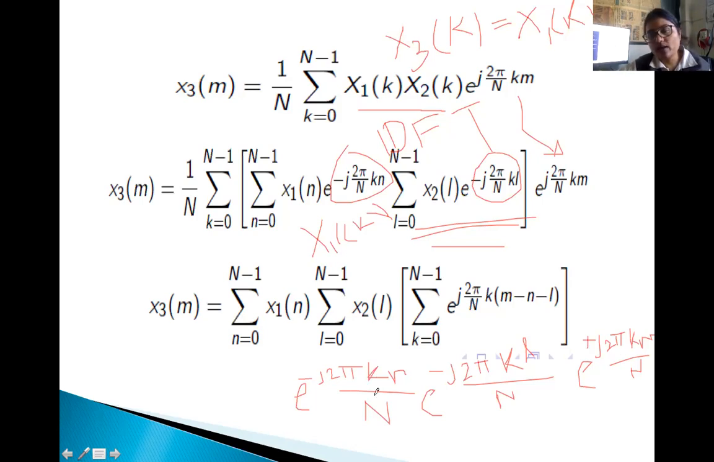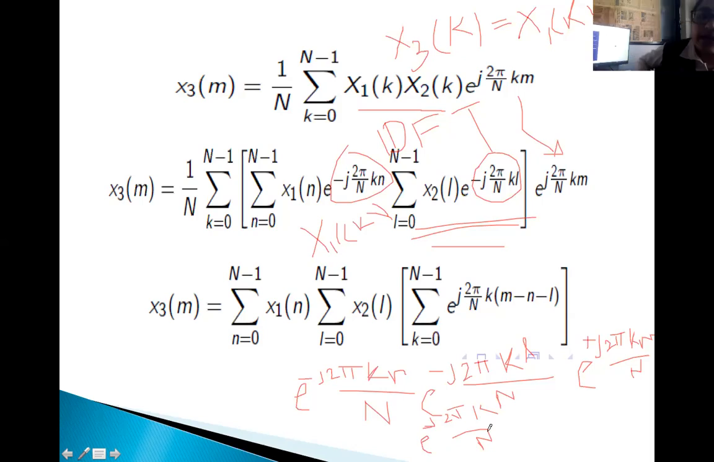2 pi k upon capital N. इथं पण काय आपण काढू शकतो ह्या तीन टर्म्स मधून? तर 2 pi k upon capital N ही क्वांटिटी आपण बाहेर काढू शकतो. So what I am going to write, e raised to j 2 pi k upon capital N is taken common from these three terms.